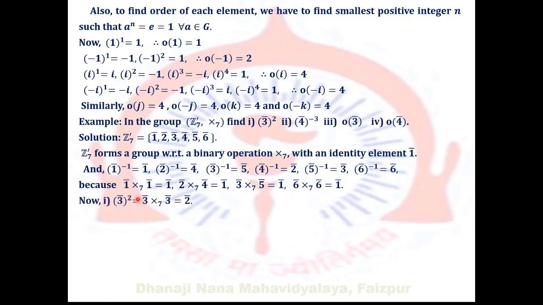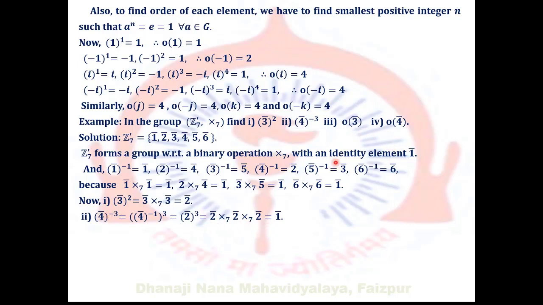Now 3 bar square is equal to 3 bar into 3 bar, that is 9 bar, but modulo 7 it is equal to 2 bar. Then 4 bar raised to minus 3 is equal to 4 bar inverse raised to 3, but 4 bar inverse is 2 bar, so this is equal to 2 bar raised to 3, that is 2 bar into 2 bar into 2 bar, that is 8 bar, but modulo 7 its value is 1 bar, so 4 bar raised to minus 3 is equal to 1 bar.